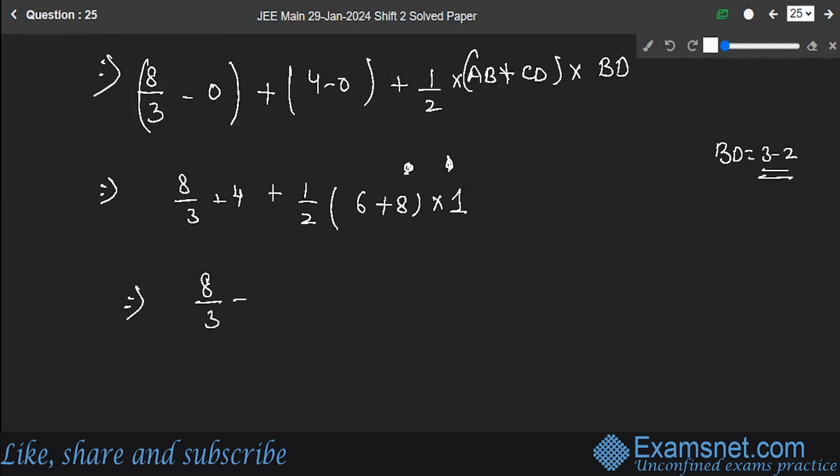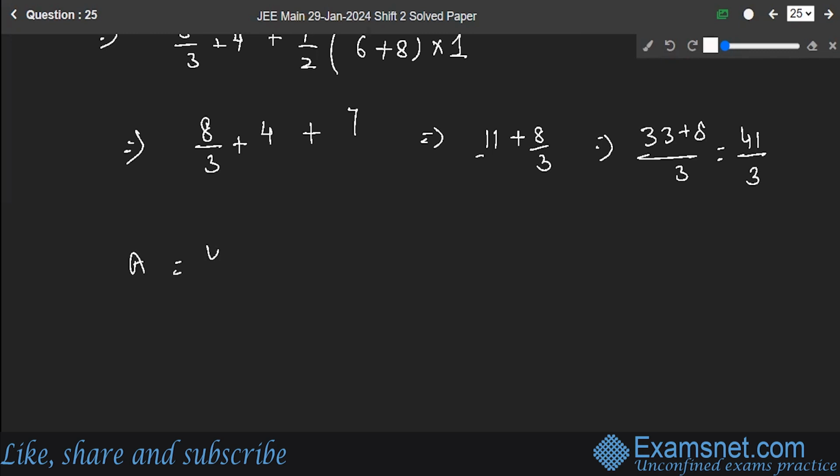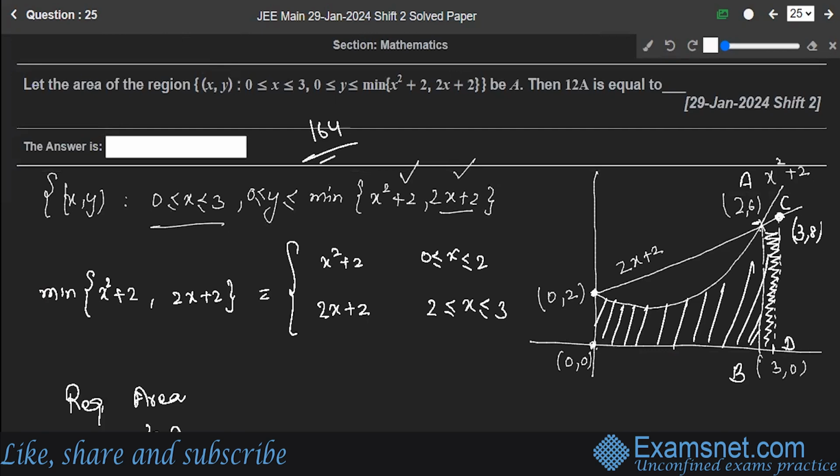So here you have 8 by 3 plus 4 plus this will be 7, right? You will have, that's it, right? 11 plus 8 by 3. This will be 33 plus 8 by 3, or you have 41 by 3. This was your A, is 41 by 3. You have to find out 12A, 12 into this. This will be 164. This is the answer to the question, 164. Hope you're clear with this. Let's move to the next question.